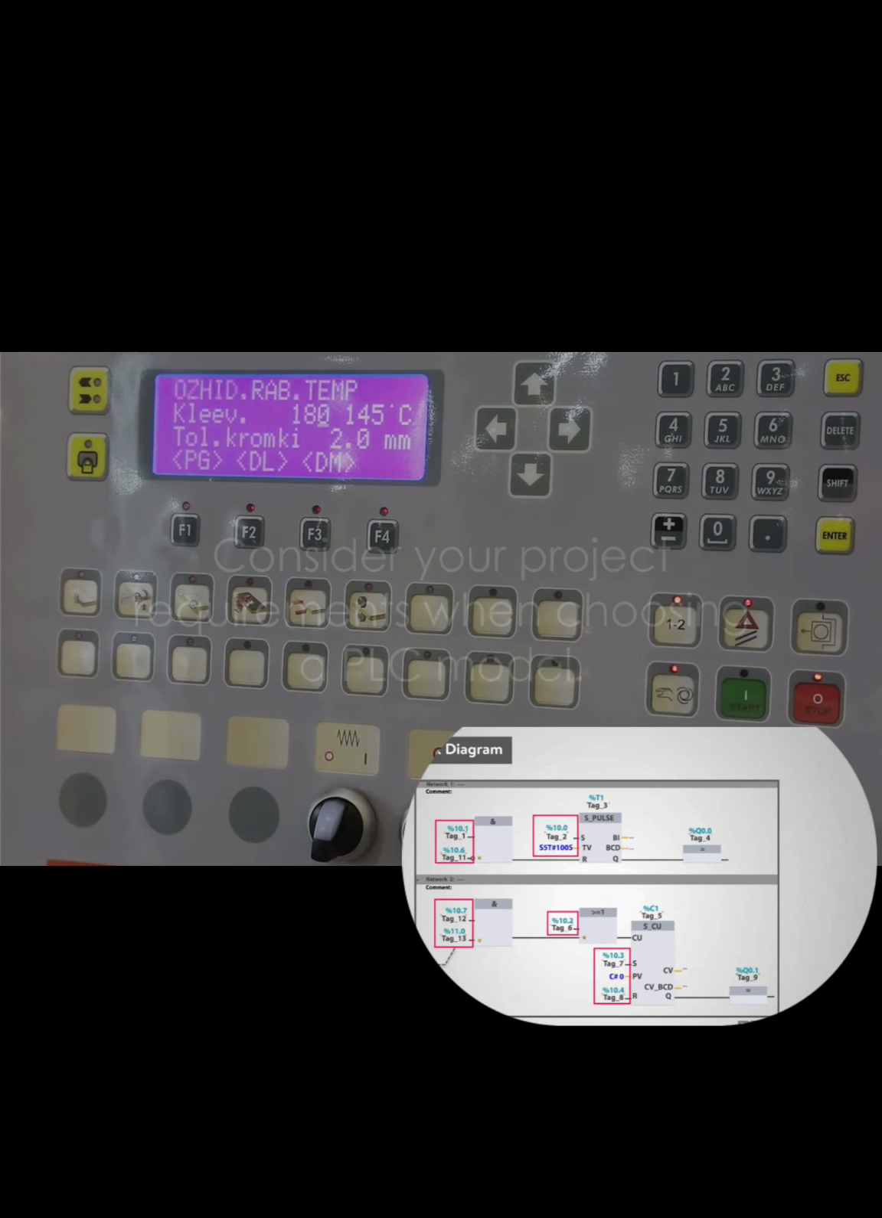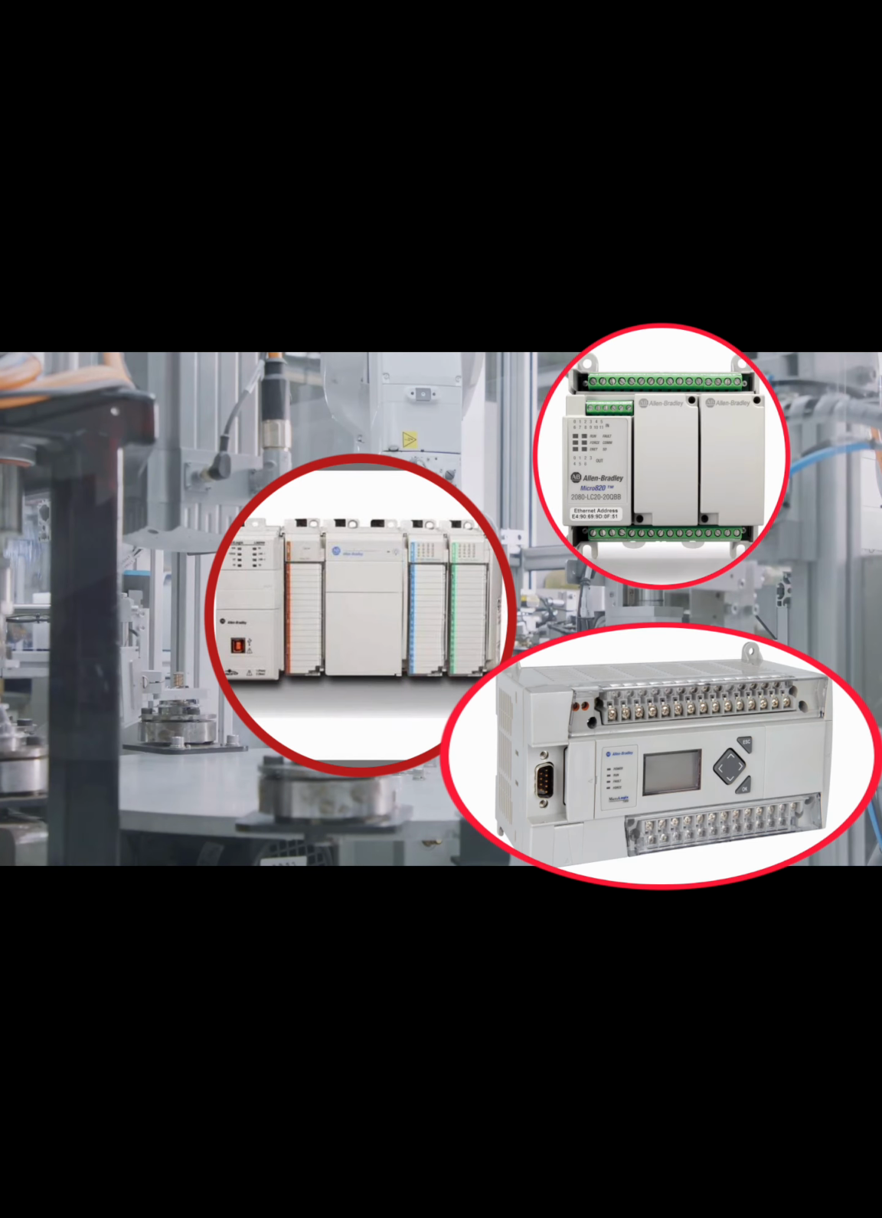Finally, we have the ControlLogix series. These PLCs are designed for high-end performance with robust processing power and extensive I/O capabilities. Their modular design allows for easy expansion and customization, and they come with advanced diagnostic and troubleshooting features. However, these benefits come at a higher cost, and due to their advanced features, the learning curve may be steeper than the other series.